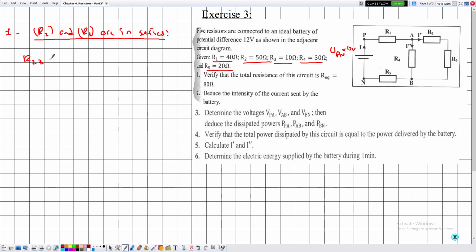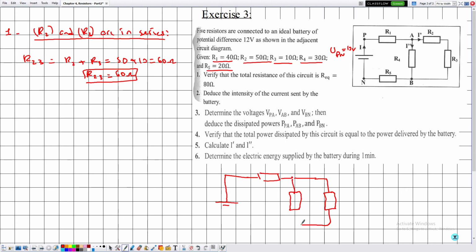Then R23 is equal to R2 plus R3, which is equal to 50 plus 10, which is equal to 60 ohms. So R23 is equal to 60 ohms. Now, because we have determined a new equivalent resistance, we need to represent it in a new electric circuit. So this is the battery. This is R1, point A. This is R23. This is R4. This is R5.